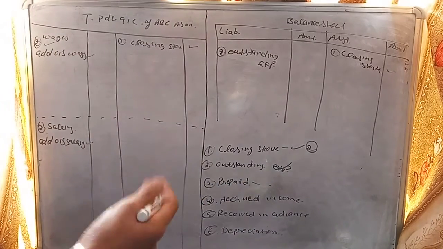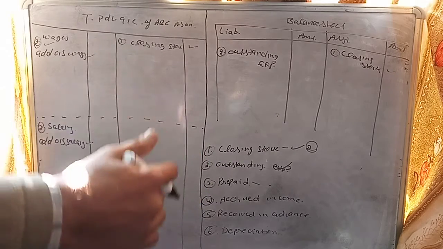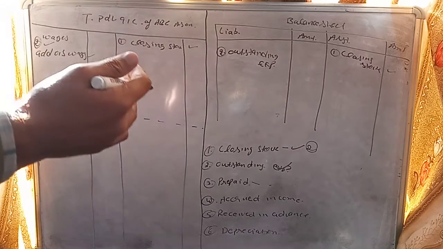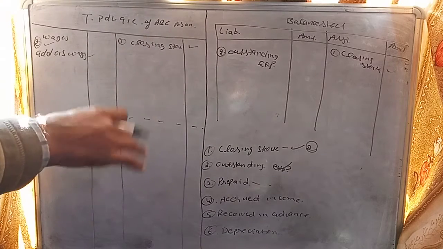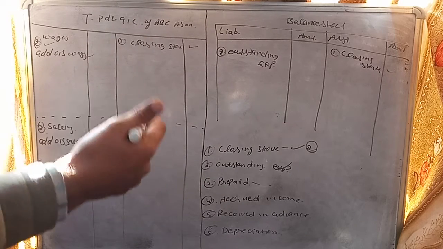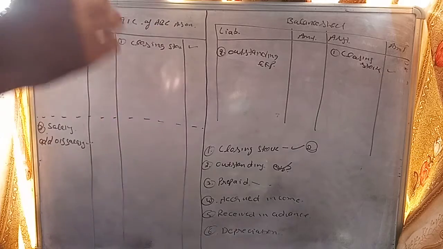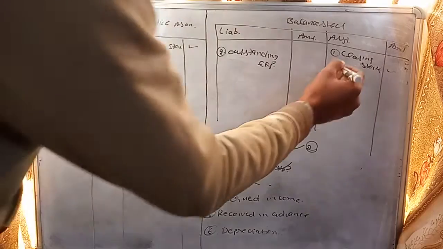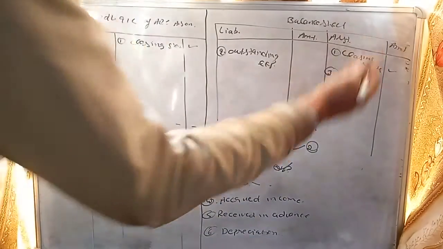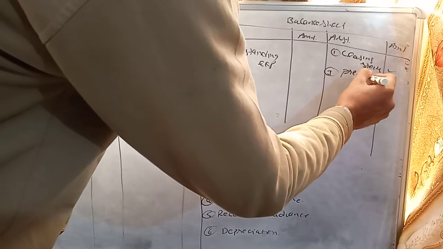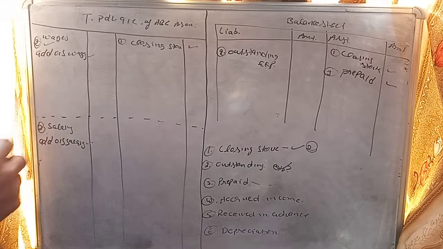As the name suggests, prepaid means we have paid in advance. If the expenses of the next year we have paid this year, it means we have paid in advance. So if it is paid in advance, it becomes my asset. So if it is an asset, then definitely it will appear on the asset side, prepaid on the asset side.